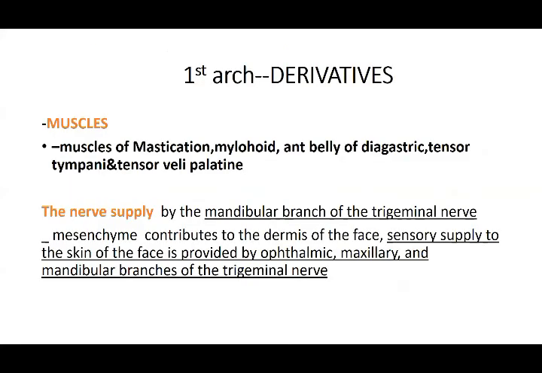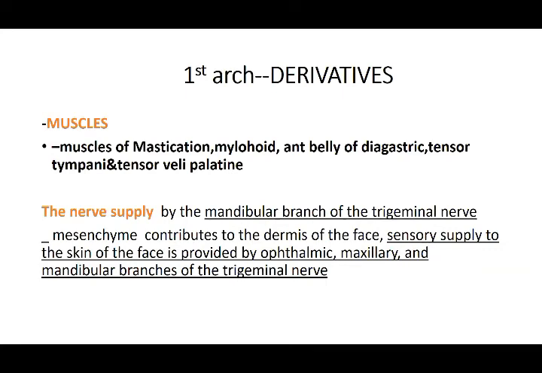Then the first arch derivatives, as we said, form a skeleton, that is the cartilage and the bone. We've talked about that. Then it is going to form its muscles. The first arch is related to your maxilla and the mandible, so it's somewhere near your jaw bones. So it is going to be related with the muscles of mastication, mylohyoid, anterior belly of digastric, tensor tympani, and tensor veli palatini muscle. These are originating from the first arch.